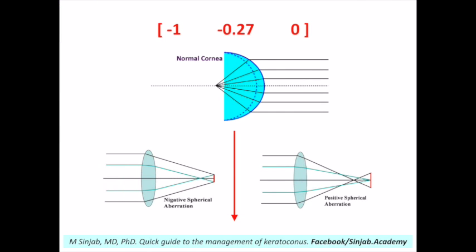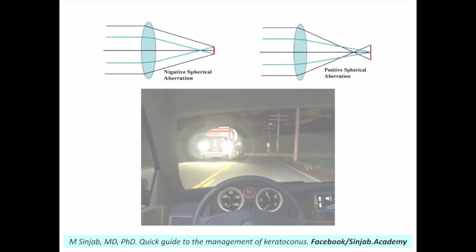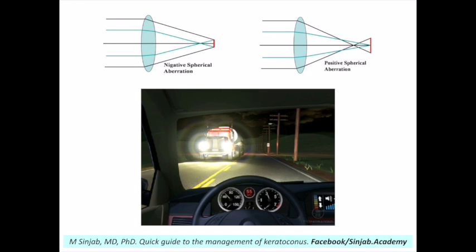Now, what is the normal range of the Q value? The normal range is between 0 and -1, but the ideal value is -0.27, where we don't find any spherical aberration. Whenever the cornea becomes prolate, it means that it takes negative Q values, then we will have negative spherical aberrations. And when the cornea becomes oblate, it means that the Q value becomes more positive, and we will have positive spherical aberration. Of course, the spherical aberrations cause halos and glare around lights, especially at night.